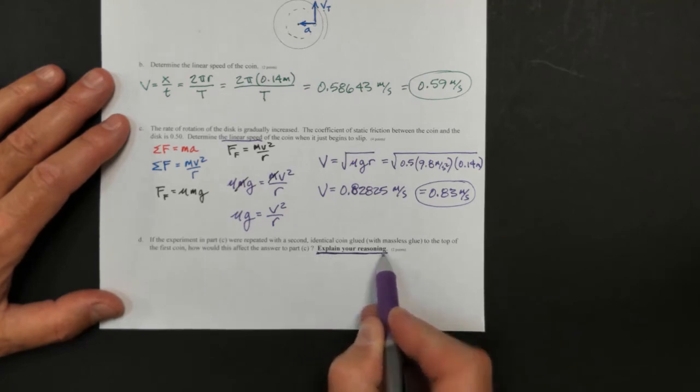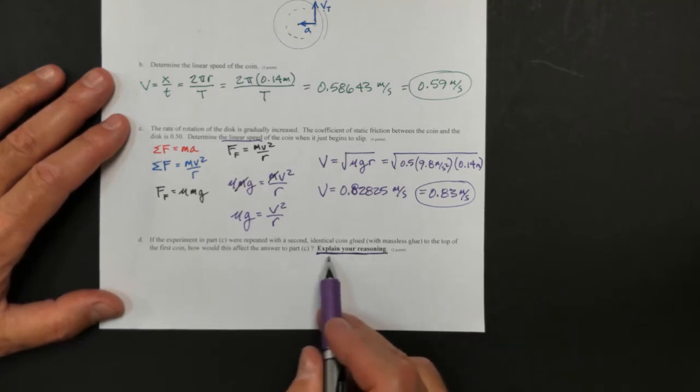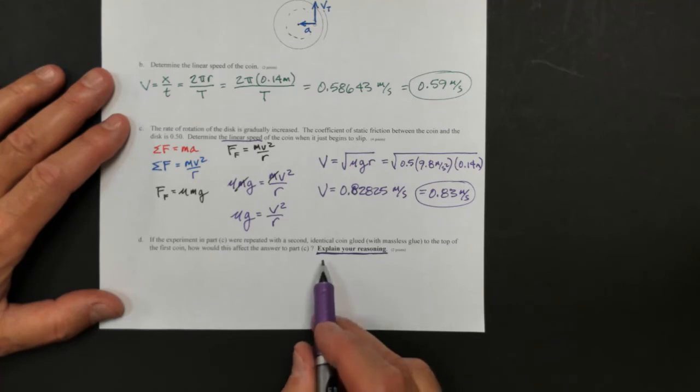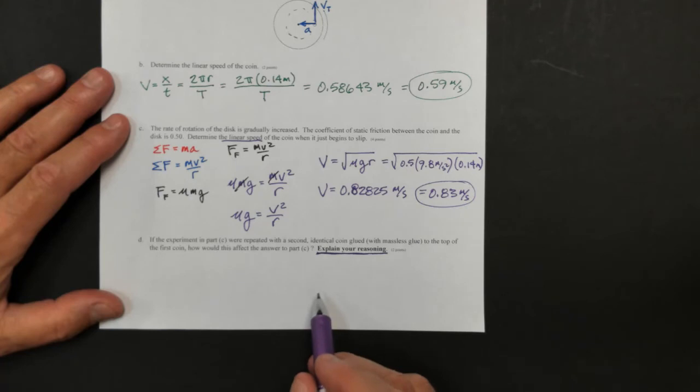The original test document wasn't bolded, but you should always remember, when a question asks you to explain your reasoning, you really want to make sure that you do a succinct yet thorough job of explaining the concepts. Now let's think about what's going on here.